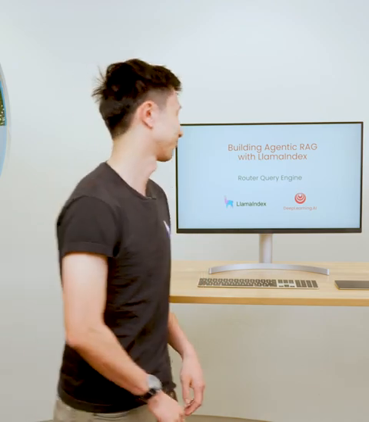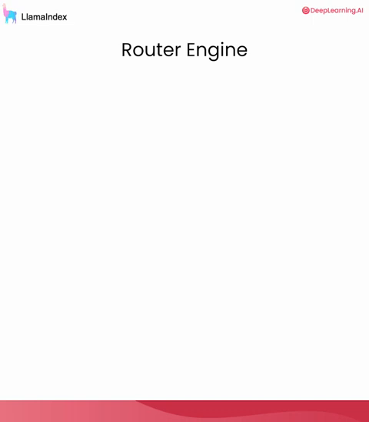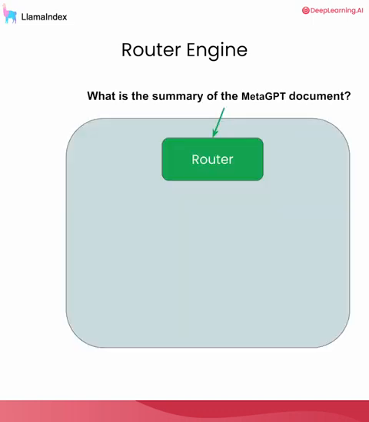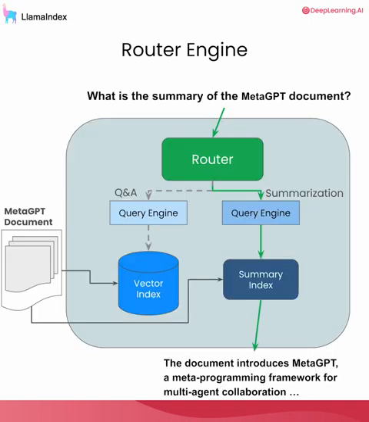Let's dive in. Given a query, the router will pick one of several query engines to execute a query. So this gives you some dynamic query understanding capabilities. We'll show you how to build a very simple router over a single document that can handle both question answering as well as summarization over that document. The first 3 lessons show you how to build agentic capabilities over a single document. And the last lesson will show you how to build a multi-document agent.